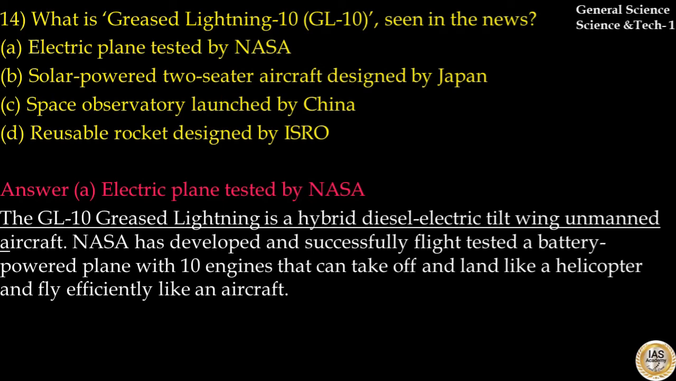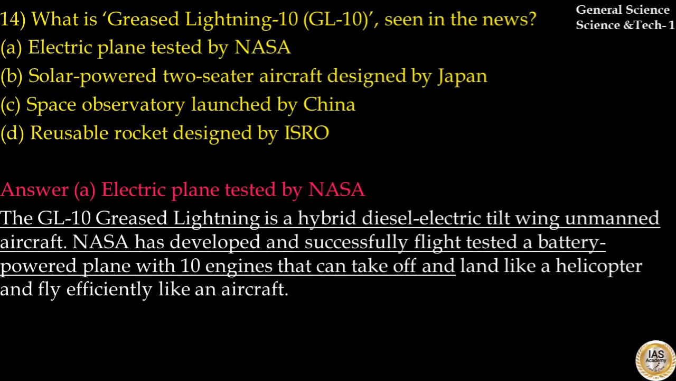The GL10 Greased Lightning is a hybrid diesel-electric tilt-wing unmanned aircraft. NASA has developed and successfully flight tested a battery-powered plane with 10 engines that can take off and land like a helicopter and fly efficiently like an aircraft. So, here answer to this question is option A.